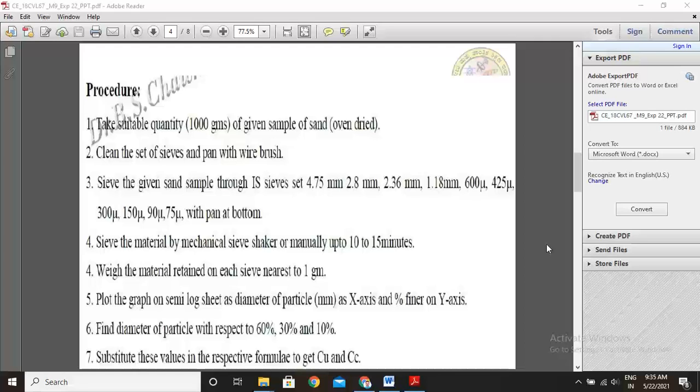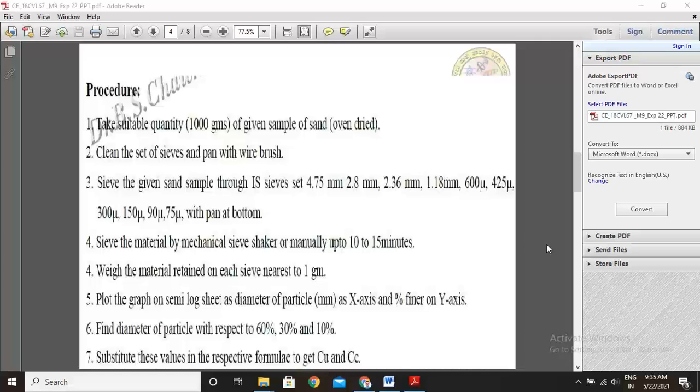Means now you arrange the sieves in this order, fill the sample and sieve by shaking. The next step is to sieve the material by mechanical sieve shaker or manually for 10 to 15 minutes. Then after 15 minutes, weigh the material retained on each sieve to the nearest 1 gram.